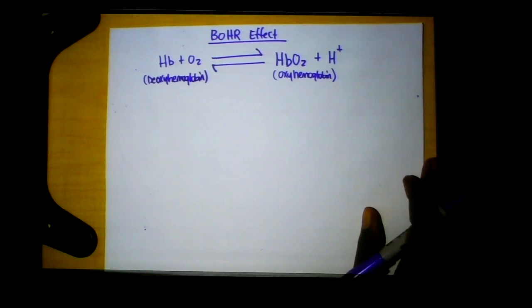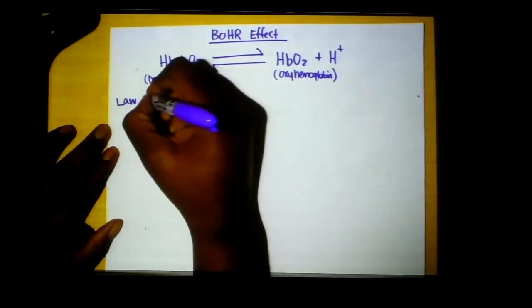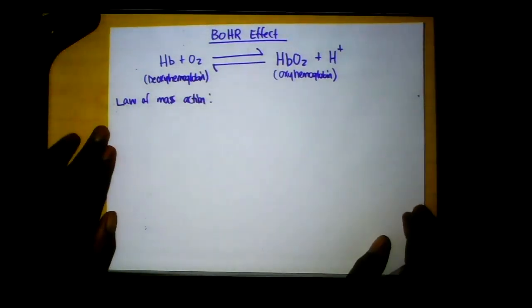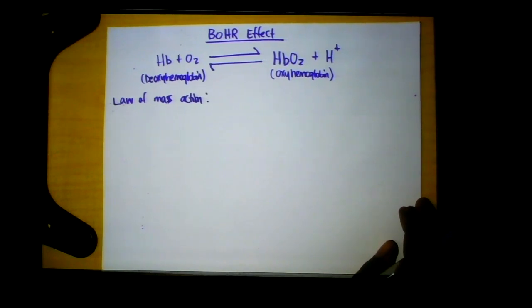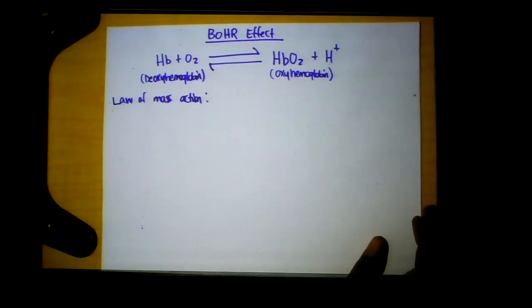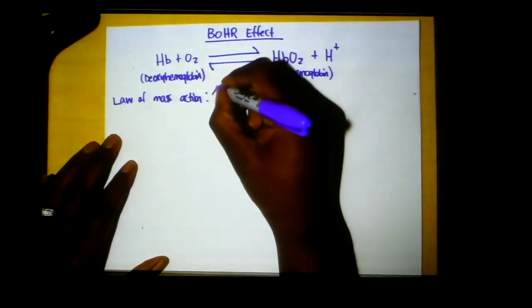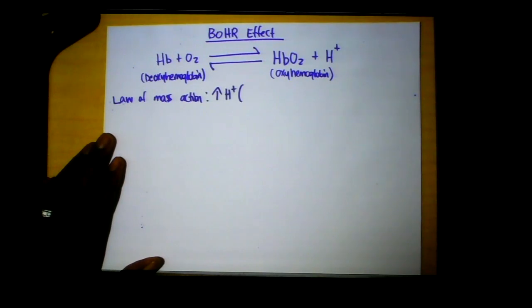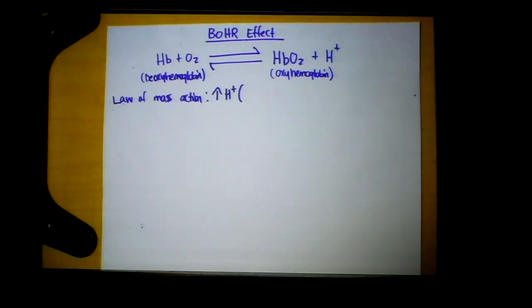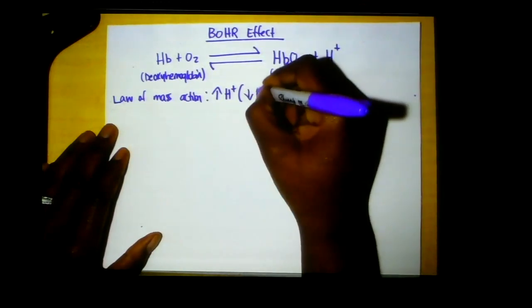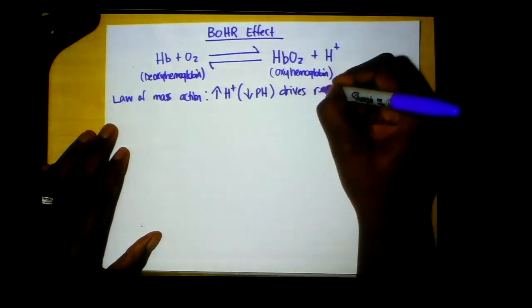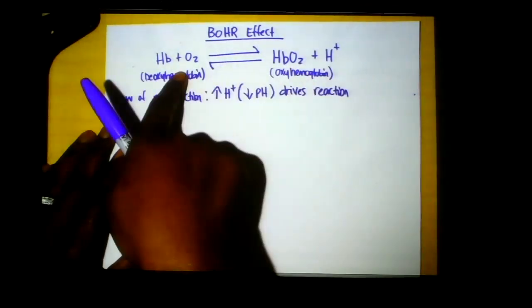Now, given the law of mass action that we spoke about, the law of mass action dictated to us that if we have more products, we drive the reaction towards reactants, and if we've got more reactants, we drive the reaction towards products. So if we have more acid, which is one of our products, and remember, more acid is lower pH. So high acid, low pH, low acid, high pH, okay? So this is a low pH. Then this drives the reaction to the left, right?